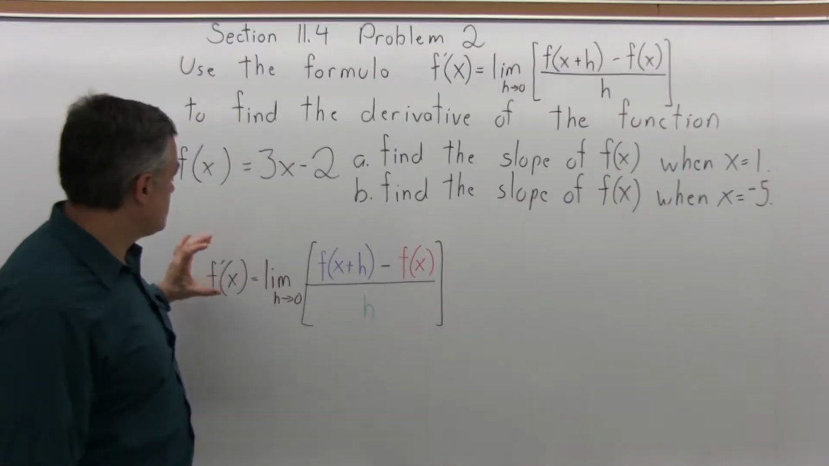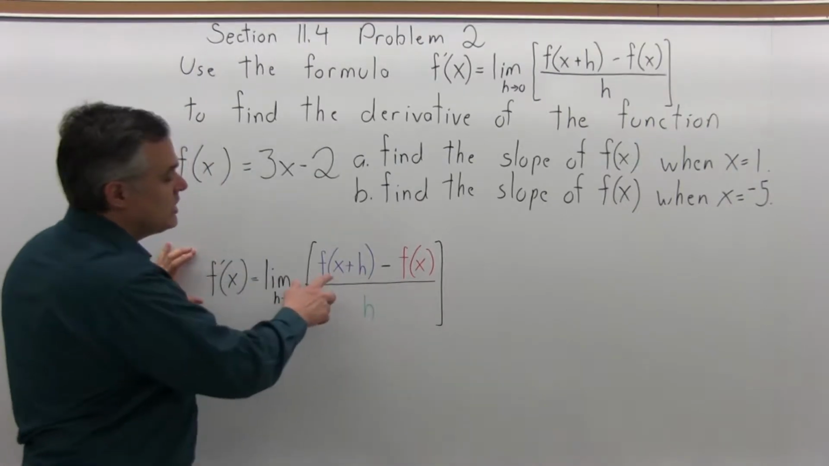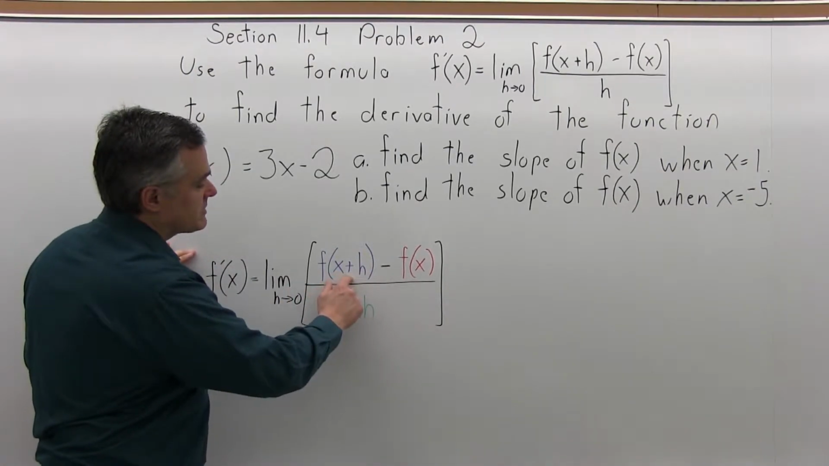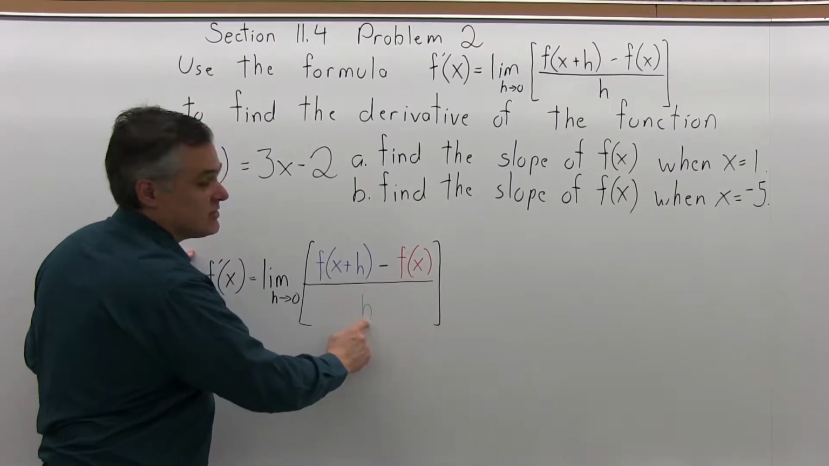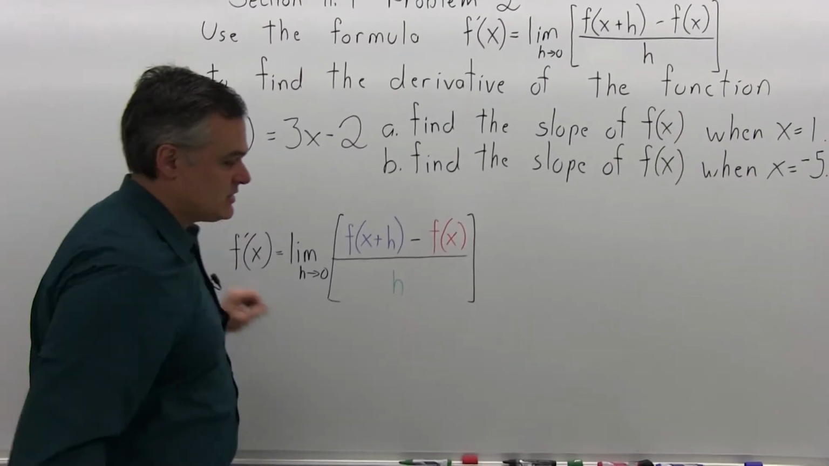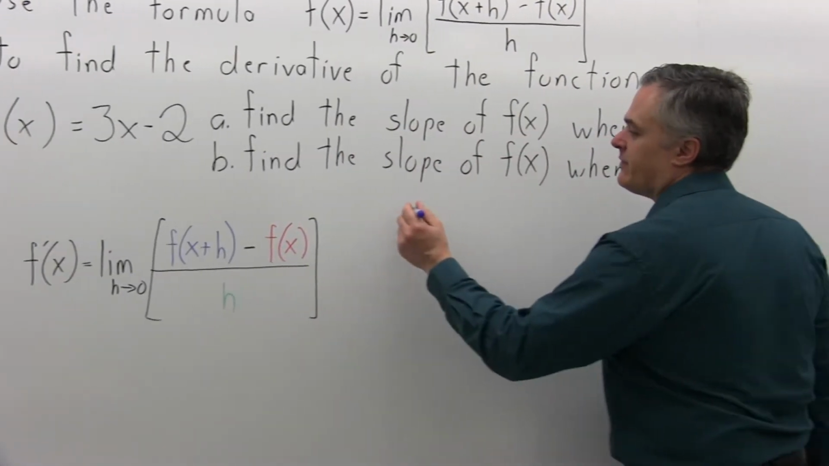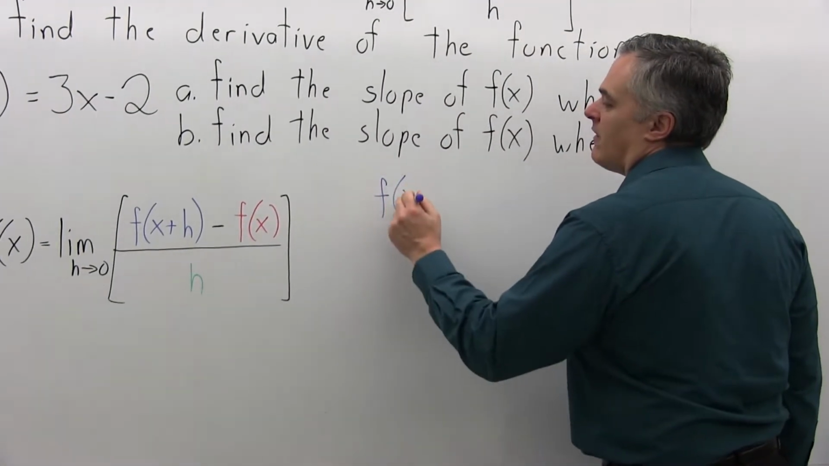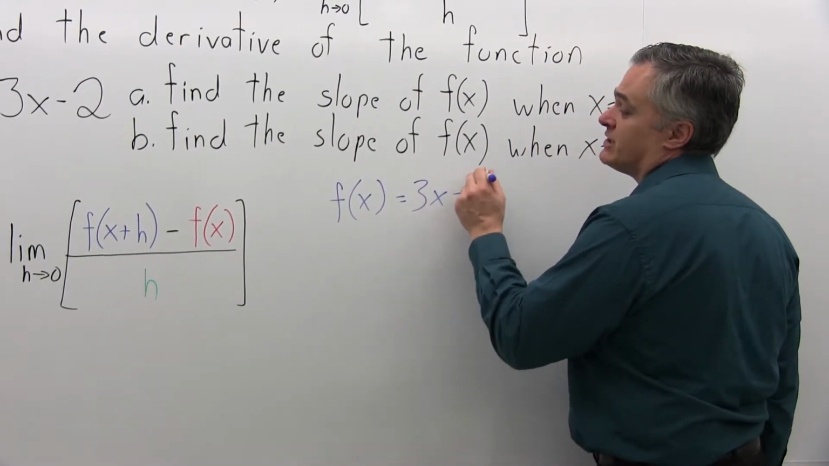So to start this problem, I've rewritten this formula called the difference quotient formula using some color coding. The f of x plus h I've written in blue, the f of x in red, and the h in the denominator in green. So let's find the different parts, keep the color code. So f of x is 3x minus 2.